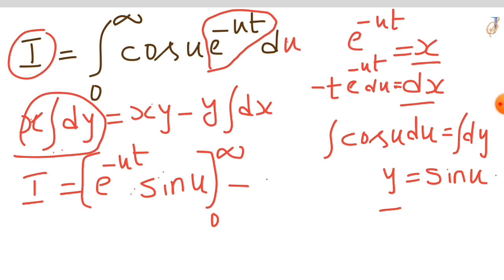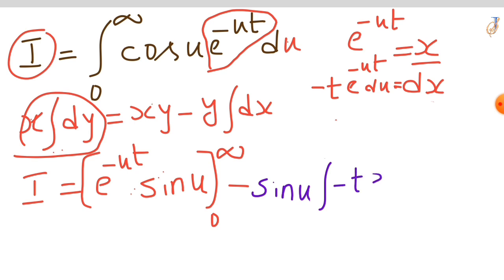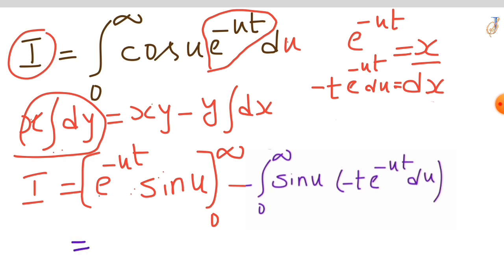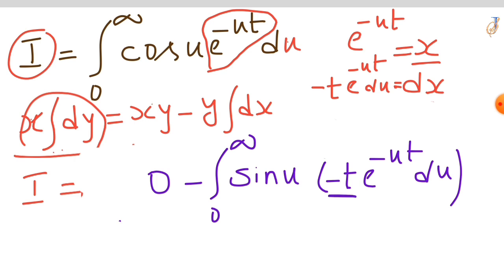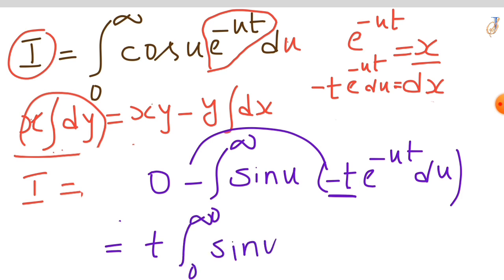Minus y is nothing but sin u, and integral of dx, that means integral of minus t e power minus ut du. If you apply the limits here, e power minus infinity, the value is 0, so the upper limit gives 0, minus e power minus 0, the value is 1, times sin 0, the value is 0, so the first term becomes 0 only. This t you take to the front, then minus times minus gives plus, so t integral 0 to infinity sin u e power minus ut du.